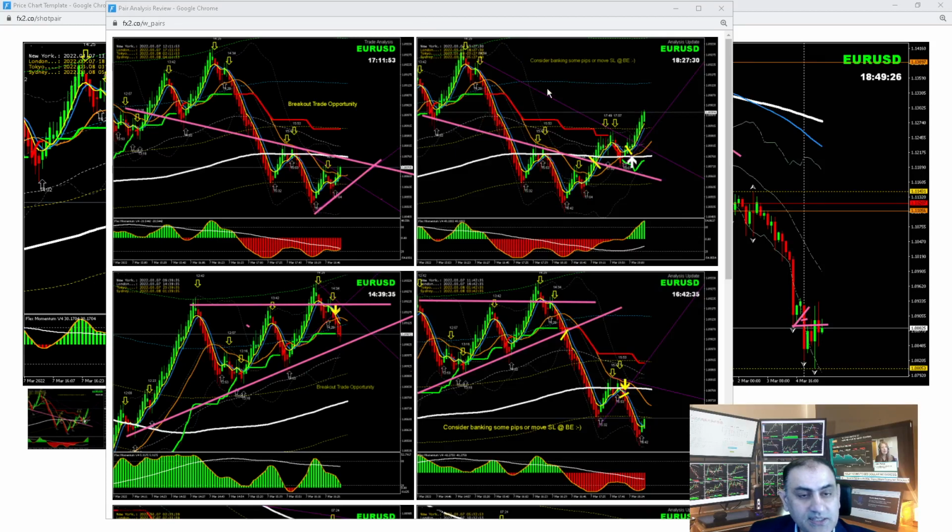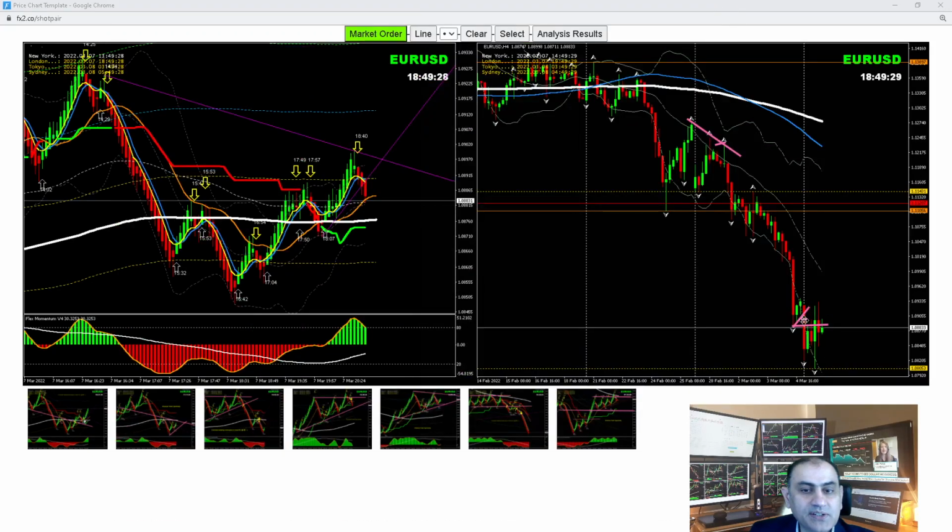Alright guys, so you can see here how we analyze the market in intraday. Even though we can see in the 4 hour, not a big move, we manage beautiful pips on intraday. Alright guys, let's move into the pound dollar.